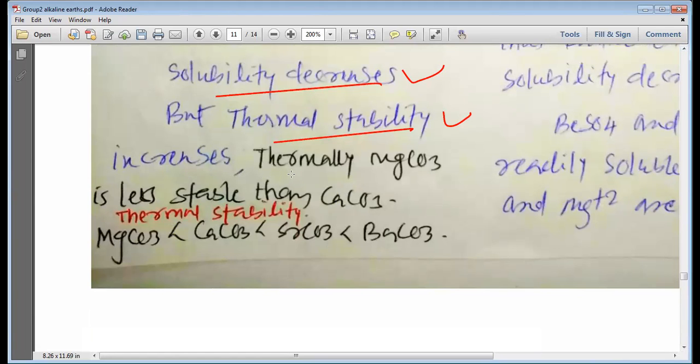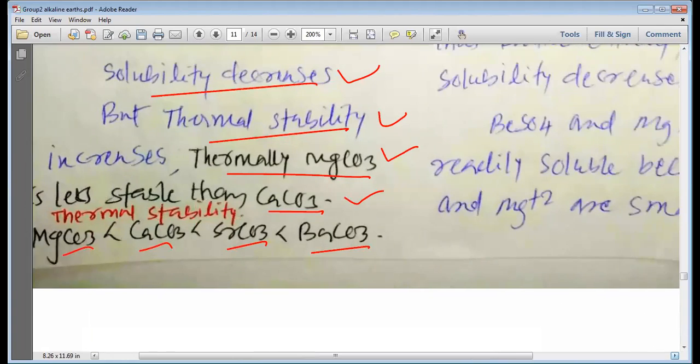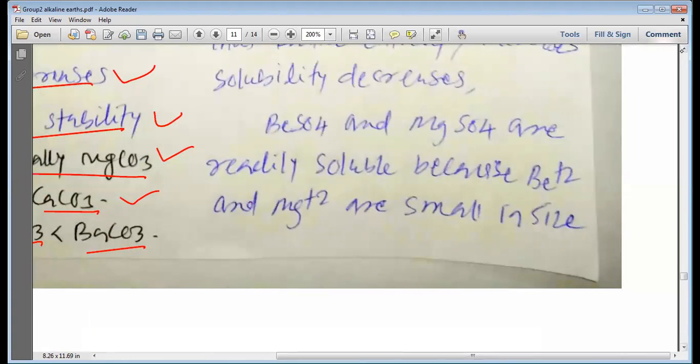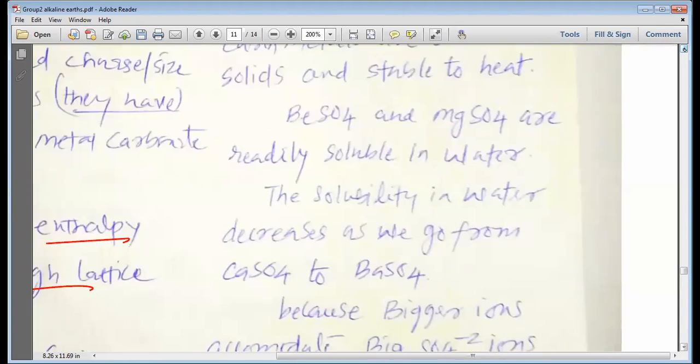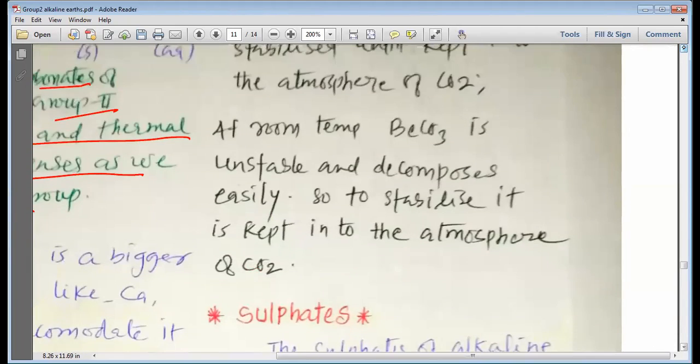Thermally, MgCO3 is less stable than CaCO3. Please remember that MgCO3 is less stable than CaCO3. In the same way, CaCO3 is less stable than SrCO3, and SrCO3 is less stable than BaCO3. This is how, my dear students, we study about the various carbonates and their stabilities.